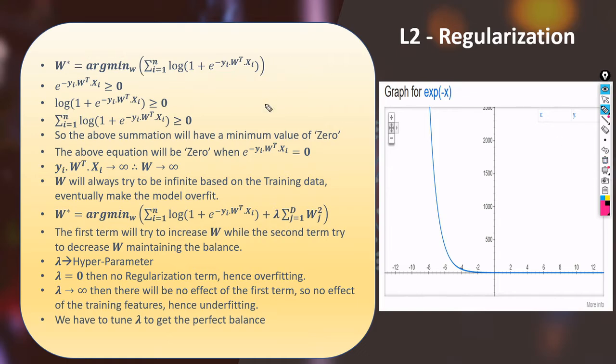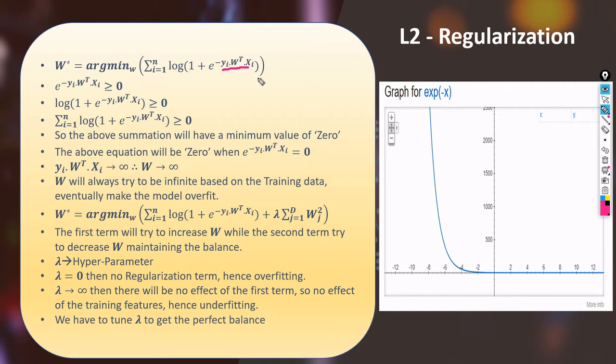So how can we do that? The summation will achieve the minimum when it is 0. That happens when log of 1 plus e to the power minus sine distance is 0, which happens when the term e to the power minus x is 0, and that happens when this particular sine distance term tends to infinity.